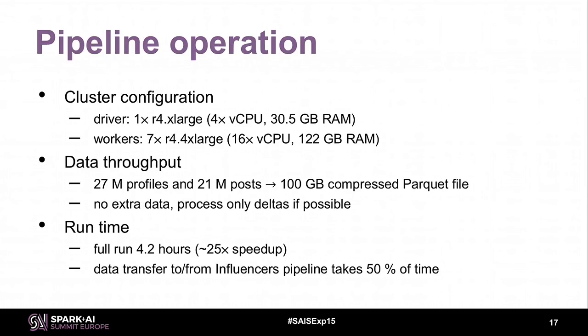This pipeline is run once a week. We plan to run it more frequently, but right now it's just once per week. We run it on a cluster with 8 nodes, having over 100 virtual CPUs and almost 1 terabyte of RAM. Every time we run it, it processes almost 30 million profiles and over 20 million posts. Together, it's a little bit over 100 gigabytes of data in the form of compressed Parquet files. And the pipeline typically runs for 4 hours. Approximately 50% of the time is just transfer of data to and from the pipeline. So those calculations run for 2 hours.